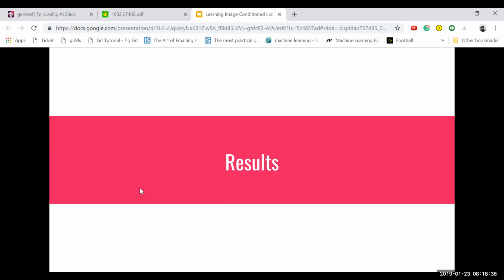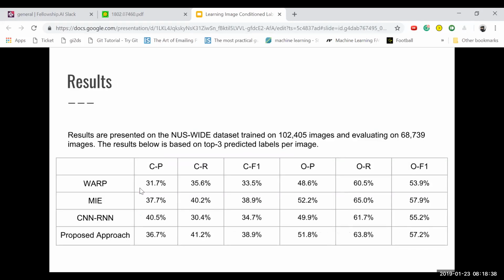Okay, so the results are presented. Basically, they take the top 3 predicted labels per image. As you can see, this method performs better than WARP and RNN-CNN in almost all the metrics. In the case of MIE, the performance is almost similar. But again, all these three classifiers discussed here were trained on the full size of the dataset, whereas their approach was trained on only around 63 to 64% of the dataset.